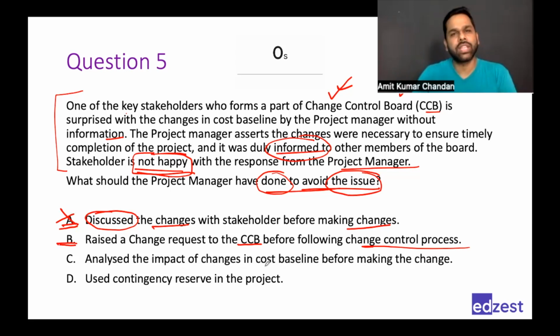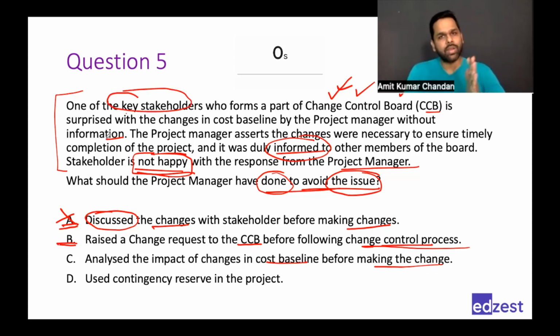Analyze the impact of changes in cost baseline before making the change. See, even if the project manager had analyzed the impact of changes, it would still come to a case because you're not going for that change control process. You're just informing the change control board that I'm going ahead with the changes, and you're not informing one of the key stakeholders. So the problem would still have arisen even if you had analyzed the impact of changes. This option is wrong.